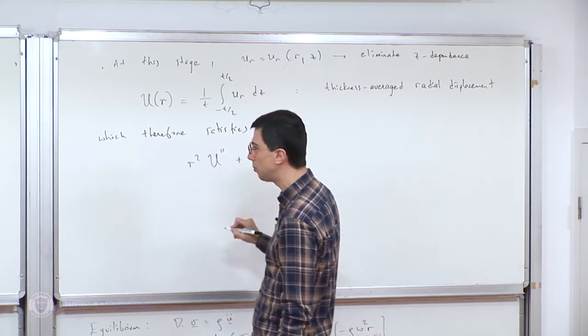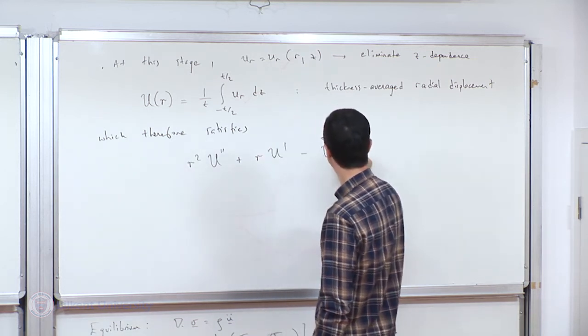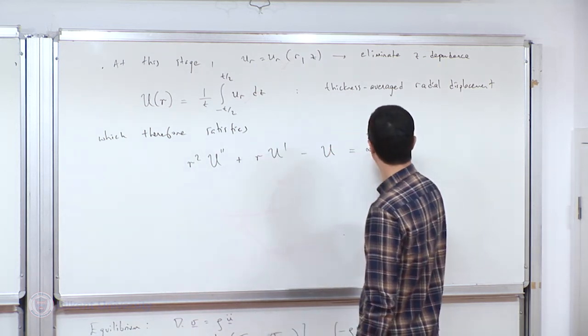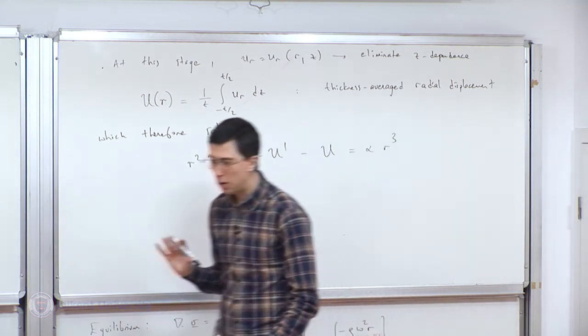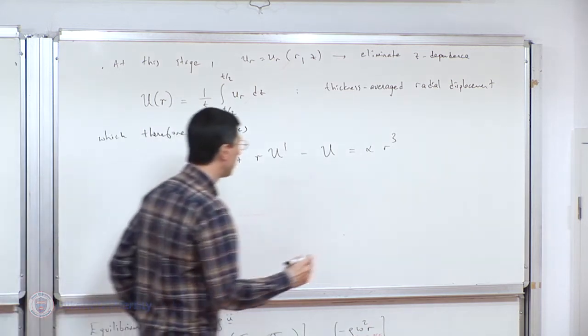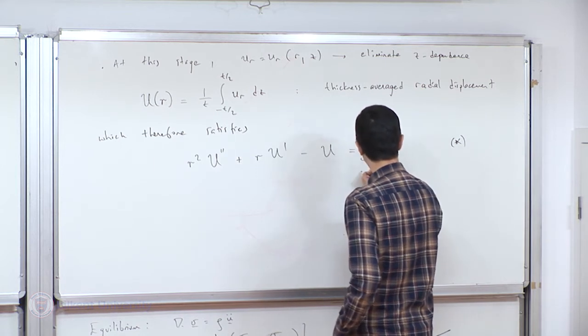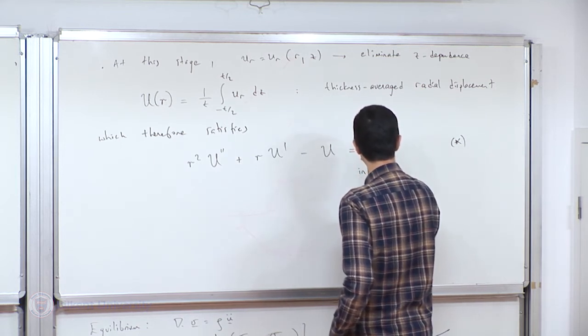So r squared U double prime plus r U prime minus U is equal to alpha r cubed. And now I'm happy, because now this is a nice ordinary differential equation that I know how to deal with. Let us call this equation star. And because of the right-hand side, of course, it's inhomogeneous.